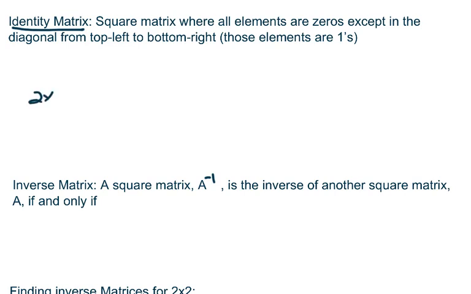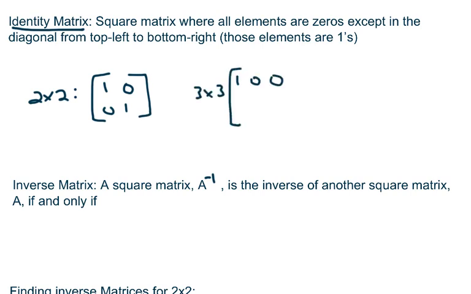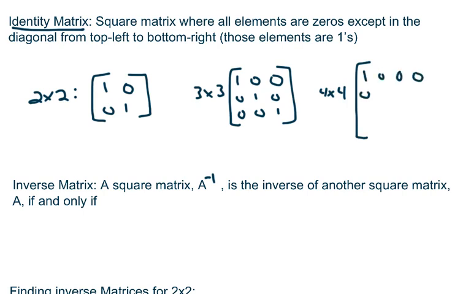So if I have a 2 by 2 matrix, the identity matrix looks like this: 1, 0, 0, 1. A 3 by 3 identity matrix would be 1, 0, 0, 0, 1, 0, 0, 0, 1, where all the elements are zeros except for that main diagonal from top left to bottom right. If you wanted to draw out a 4 by 4, I don't know if I have enough room, but we'll give it a shot. So it would be 1, 0, 0, 0, 0, 1, 0, 0, 0, 0, 1, 0, 0, 0, 0, 1. That would be a 4 by 4 identity matrix.